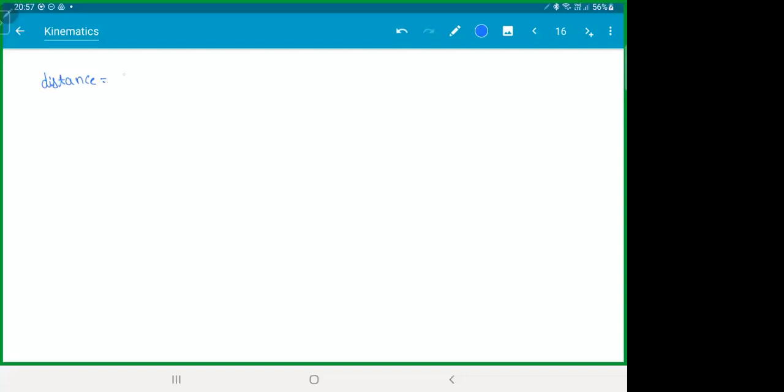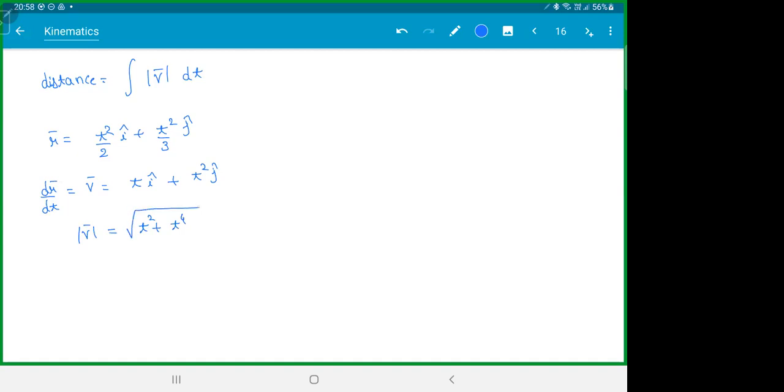Remember the second formula? Distance is the integral of mod v bar, that is the speed, into dt. So we know r bar is nothing but t square by 2 i cap plus t cube by 3 j cap. If I differentiate this, dr by dt, I end up with velocity, which is nothing but t i cap plus t square j cap. Now I don't want v bar, what I want is mod v bar. So mod v bar will be root of t square plus t to the power 4, the whole square root. This can be written by taking t common: t root of 1 plus t square. This is the speed as a function of time t.